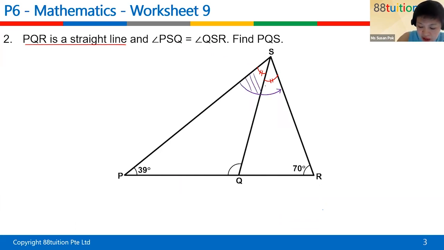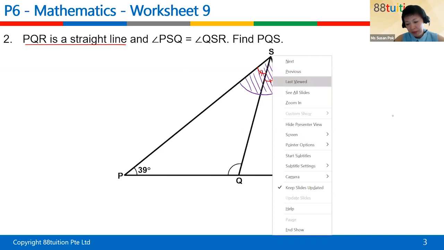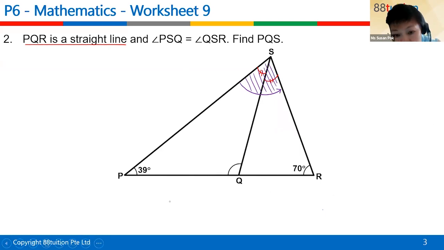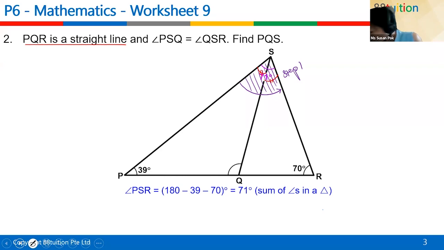Nabil, will you be able to help me to find this third angle first? Nabil, are you there? 180 minus 70 minus 39. Good. And the reason is that angles in a triangle sum up to 180. Thank you so much. Your response is good, clear, and sharp. Okay, that is for step 1. For step 2, let's check who can help me.